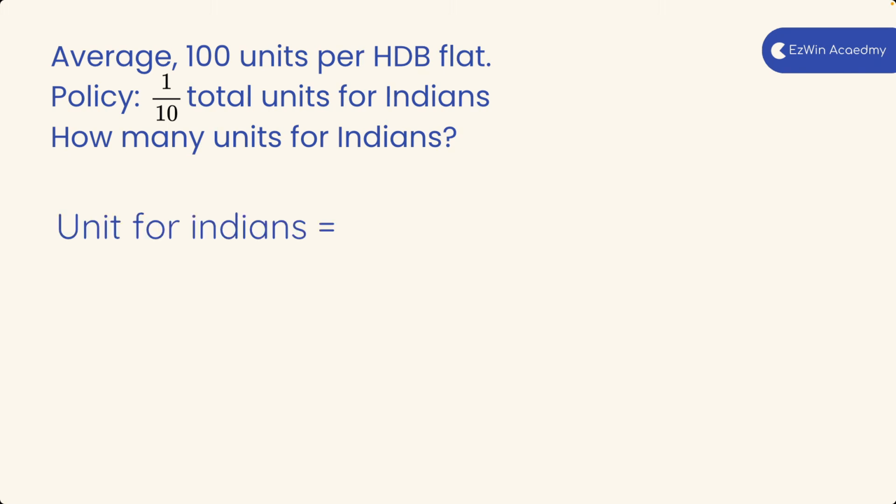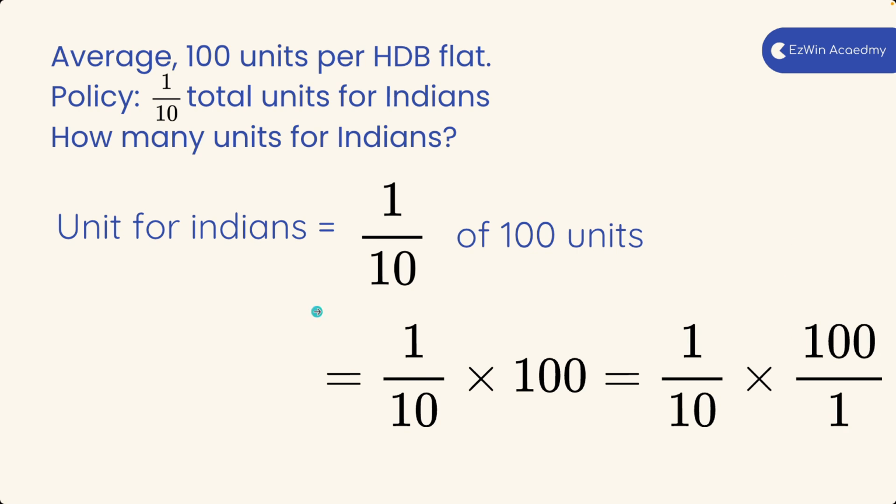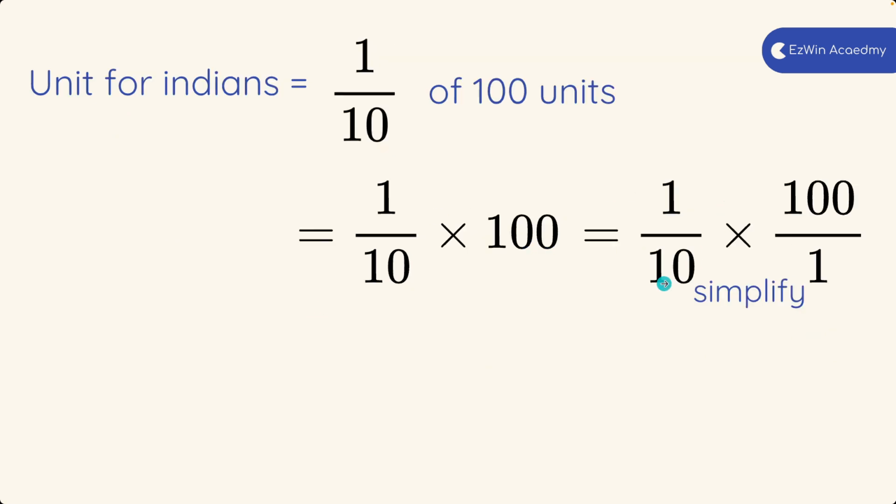Basically, we need to calculate the number of units for Indians. We have 1 out of 10, which is the fraction, and we have 100 units, which is the set. So it will look something like this, where we have 1 out of 10 multiplied by 100. What we need to do is put our 100 as a fraction. So 100 is the same as 100 out of 1. Then we can simplify it. We can see the common factor between 100 and 10.